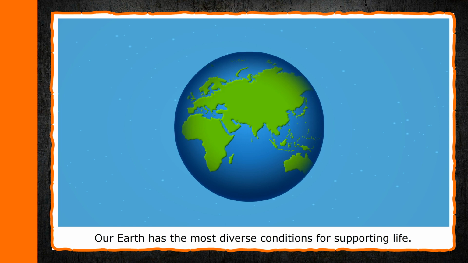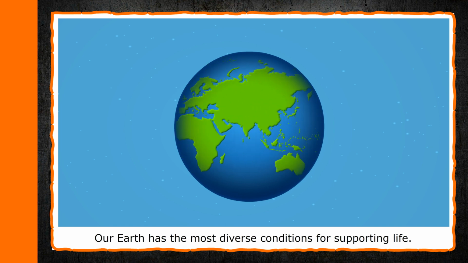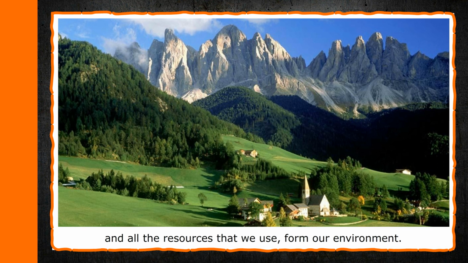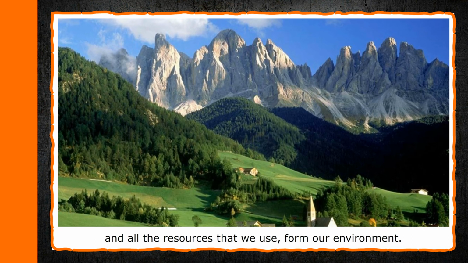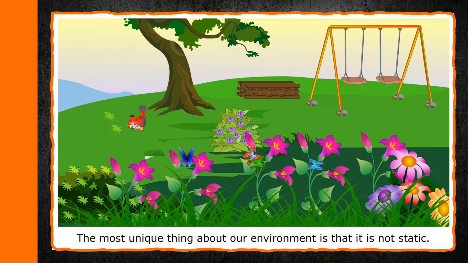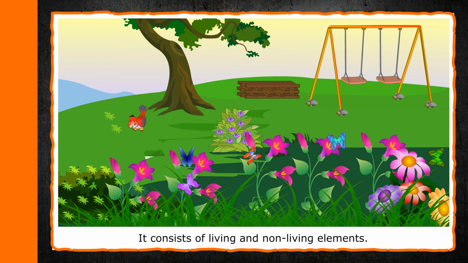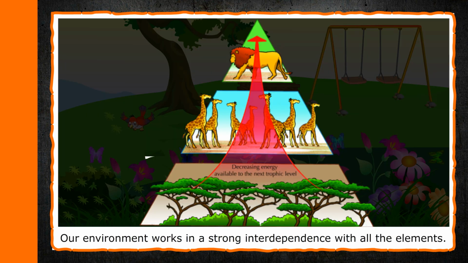Our Earth has the most diverse conditions for supporting life. Everything that we have around us and all the resources that we use form our environment. The most unique thing about our environment is that it is not static. It is very dynamic. It consists of living and non-living elements. Our environment works in a strong interdependence with all the elements.